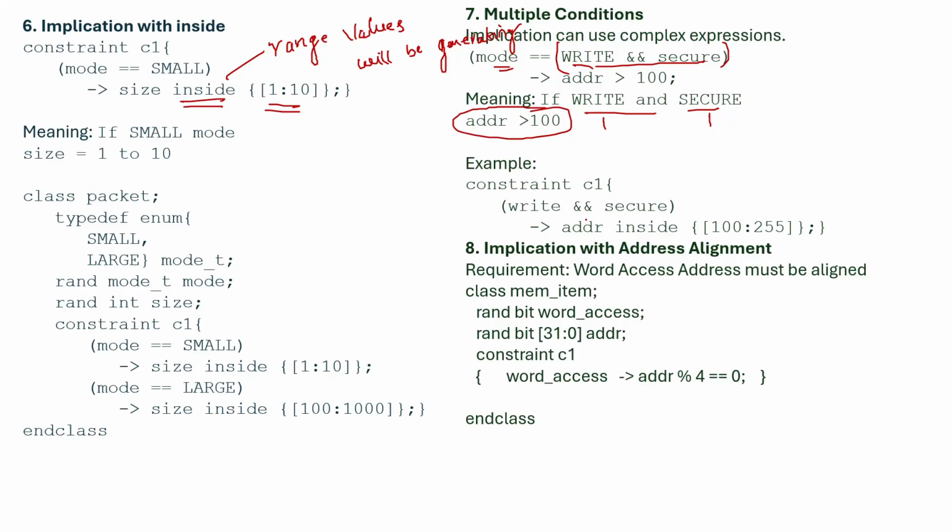And then implication with address alignment. Aligned address means the address should be divisible by 4. Every time the address should be divisible by 4. Okay. Then only my address is an aligned address. Okay, I'm checking that. If word access is 1, then only the address should be an aligned address. Otherwise, we don't get any aligned address. Okay, clear?